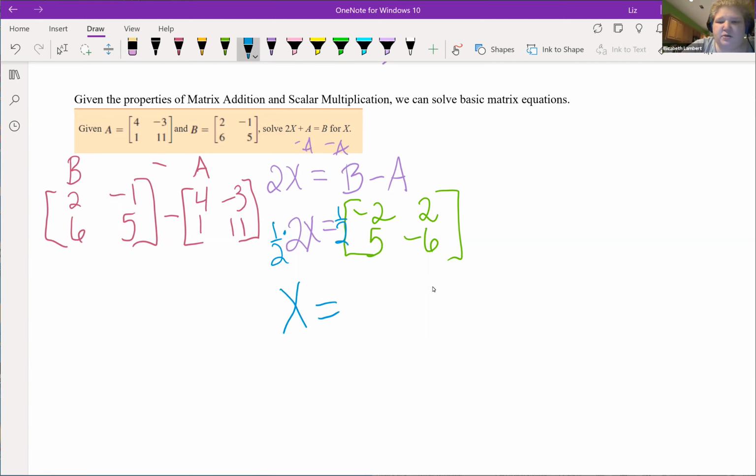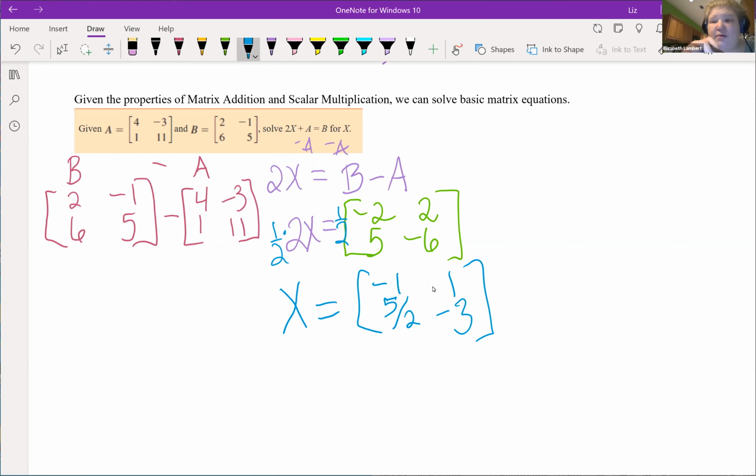And I'm just going to divide each of the entries by 2 or multiply them by 1/2. So now it's negative 1, positive 1, 5/2, and negative 3. So this is what the matrix X must be for that equation to be true with the given A and B.